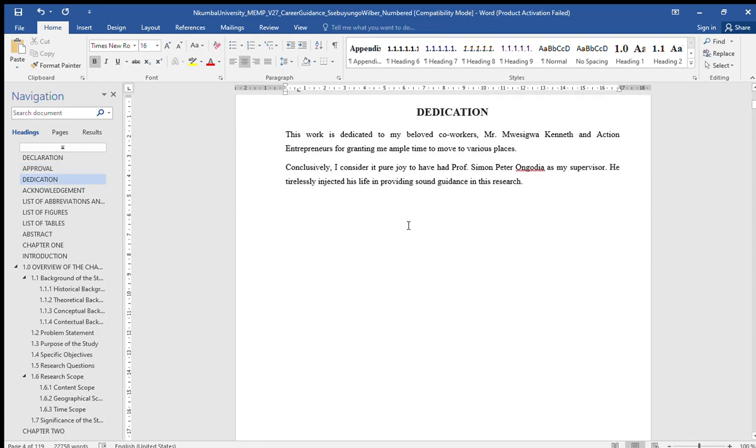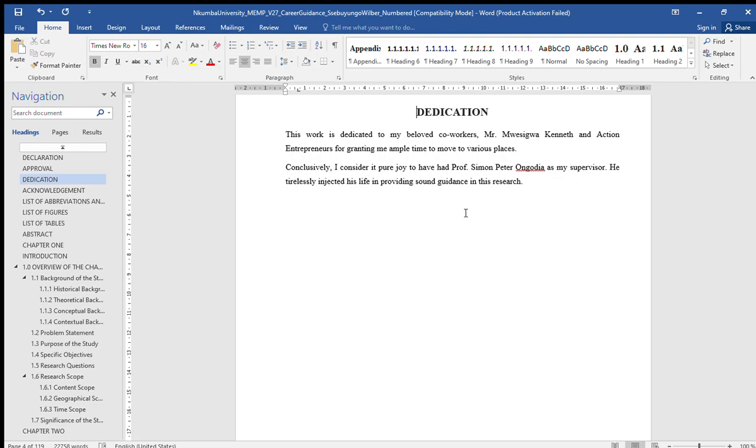The third preliminary page will have dedication. That page is there for you to dedicate your work to somebody or an organization. The people you dedicate to are those you feel have been very fundamental in your life. Not necessarily that they have contributed to your research, but they have done certain things in your life, or they have helped you somewhere, somehow. That's why you dedicate your work.